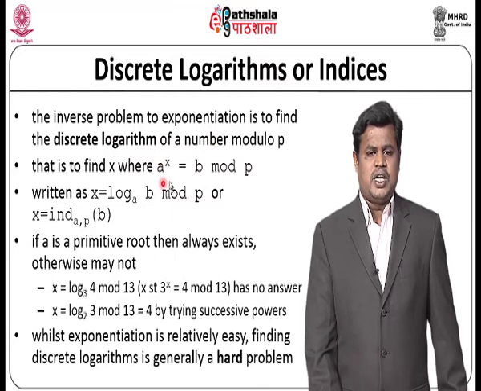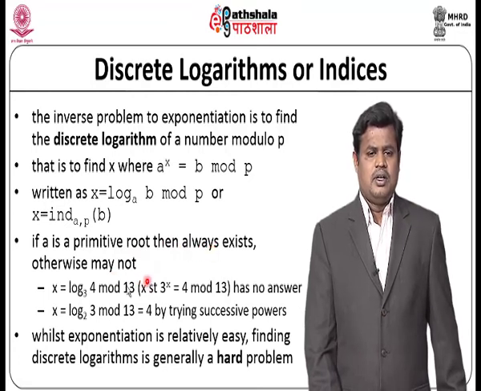Now we can understand that even if a and b are both public information and mod p is also known to the attacker, it should be very difficult for him to get back x. That is what we call the inverse problem to exponentiation, the discrete logarithm. This is the core concept that makes this algorithm withstand attack. If a is a primitive root, then the discrete log always exists, otherwise it may not.